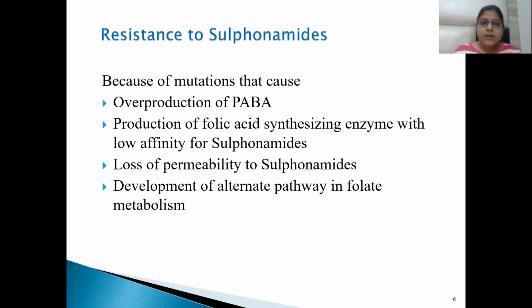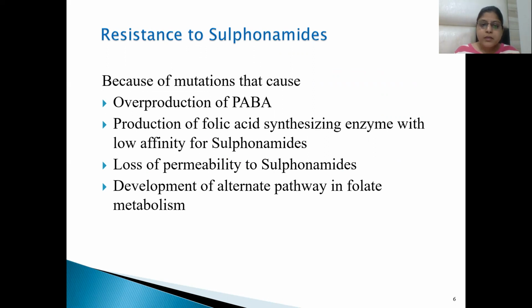Resistance to sulfonamides, because of mutations that cause resistance, can be due to overproduction of PABA. When PABA is produced more, sulfonamides will not act, because sulfonamides are competitive inhibitors of PABA. The more PABA, like in pus, the less the sulfonamides will act. There is also production of a folic acid synthase enzyme with low affinity for sulfonamides.